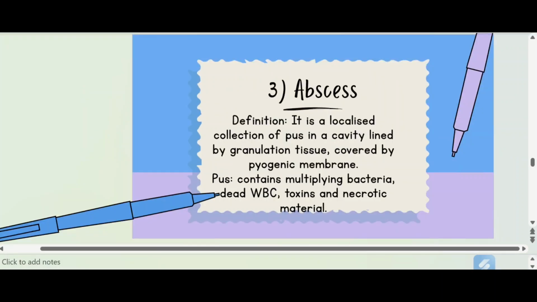Now, the last one is abscess. So what is abscess? Abscess is nothing but a localized collection of pus in a cavity lined by granulation tissue, and it is covered by a pyogenic membrane. So this is the definition of an abscess. But what is pus? Pus contains multiplying bacteria, dead WBC, toxins, and necrotic material.